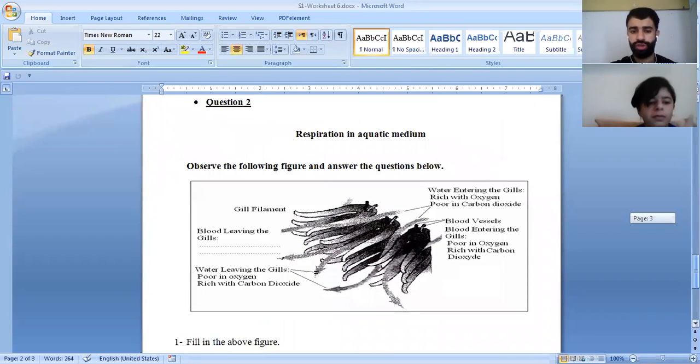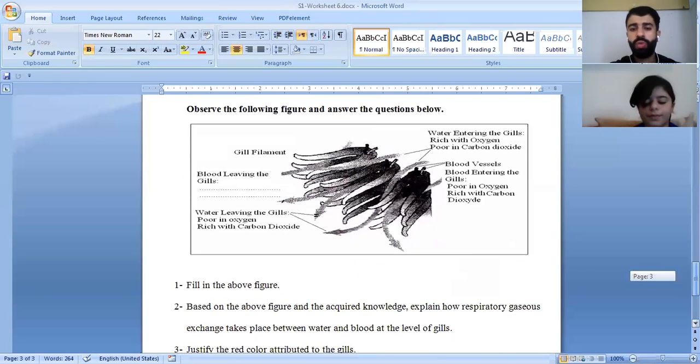Moving to exercise 2. Respiration in aquatic medium. Observe the following figure and answer the questions below. Here we have the water entering the gills. The water entering the gills is rich in oxygen and poor in carbon dioxide, while the water leaving the gills is poor in oxygen and rich in carbon dioxide.